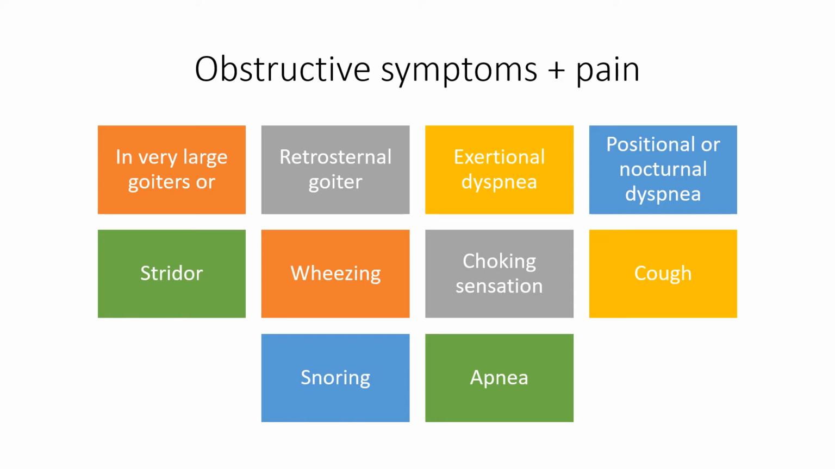Obstructive symptoms and pain. In a very large goiter, particularly retrosternal goiter, we are likely going to be dealing with exertional dyspnea and positional or nocturnal dyspnea. It might present with stridor, wheezing, choking sensation, cough, snoring, and apnea.